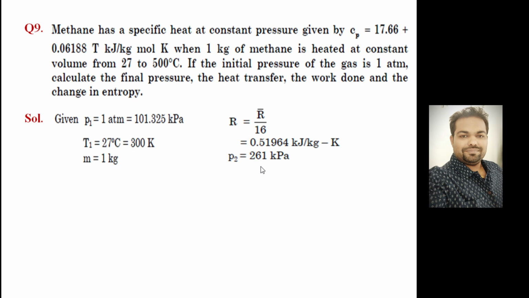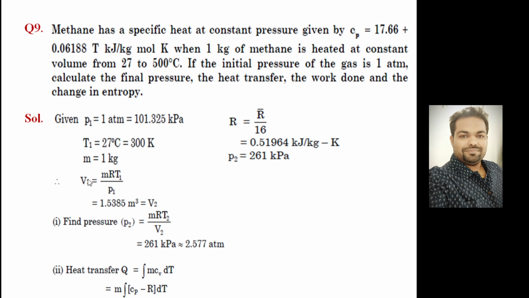And final pressure is 261 kilopascal, right? So what you need to do? Initial volume, calculate. Volume is not changing because it's inside a container, so that is constant volume, already mentioned here. Methane is heated at constant volume from 27 to 500 degrees C. Initial pressure is given. Now it is a constant volume, so we can write the equation like P1 by T1 is equal to P2 by T2, and T1, T2 are given and P1 is also given. So can you calculate P2? Yes, you can calculate. P1 is already given, 1 atmosphere. So P2 can be calculated, that P2 is here 261 kilopascal, using the expression P1 by T1 is equal to P2 by T2.